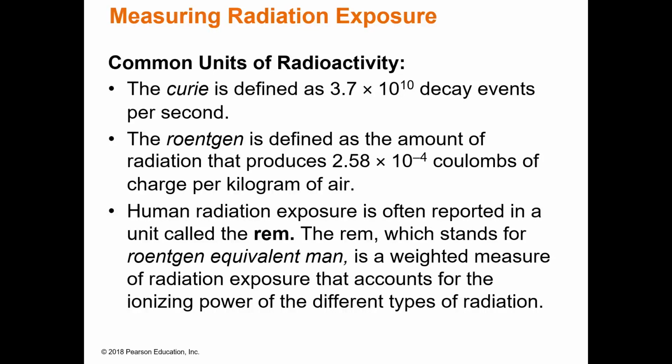Let's talk about how we measure radiation. We have a few different units. Curie, Ci, measures radioactive decay rate. 1 Curie equals 37 billion decay events per second. Röntgen, R, measures how much radiation ionizes air.